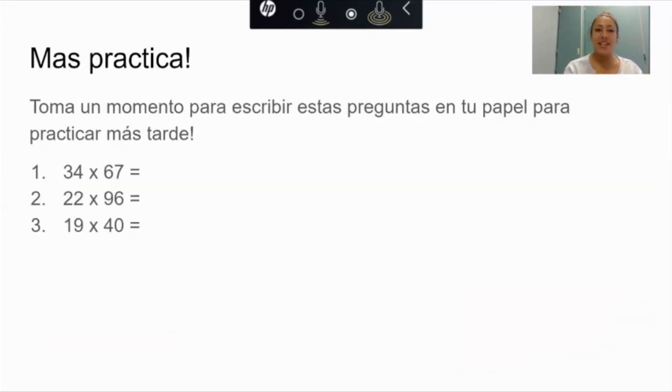Toma un momento para escribir estas preguntas en tu papel para practicar más tarde. Número 1. 34 multiplicado por 67. 2. 22 multiplicado por 96. 3. 19 multiplicado por 40. Intente usar las diferentes estrategias para hallar las respuestas a estos problemas.